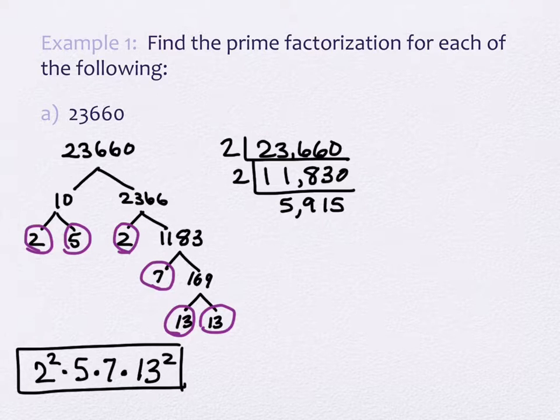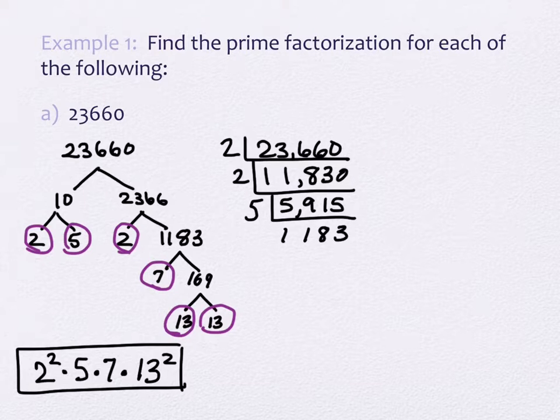3 would be the next place to stop. Will this one divide by 3? It doesn't. You can either try it or you can use your rule where you add the digits up. What's the next number that you would try? 5. Is it going to work? Yes. Yeah, because it ends in 5. So what is 5,915 divided by 5?